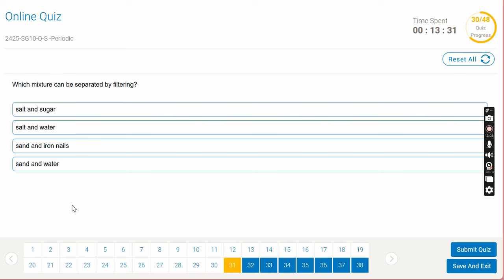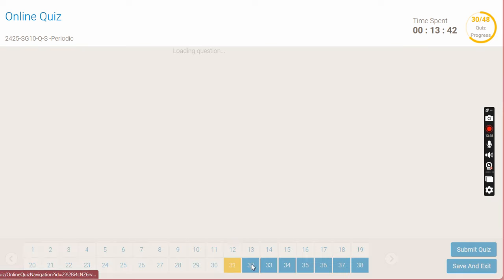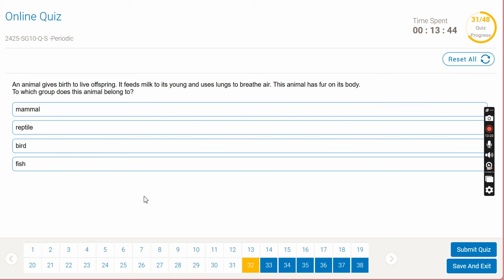What mixture can be separated by filtering? Sand and water. So you can look, sand is solid and then water is a liquid, right? So you can separate that. And they don't dissolve. Keep that in mind. Filtering, they don't dissolve.